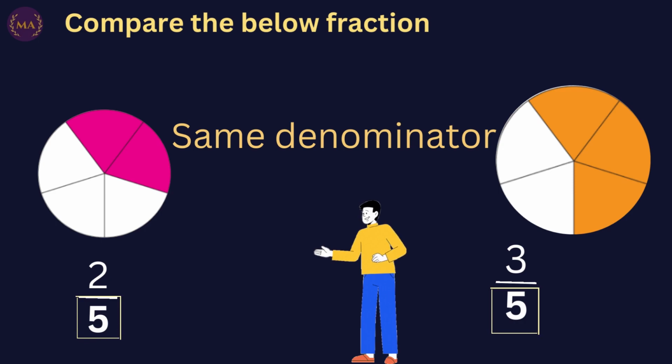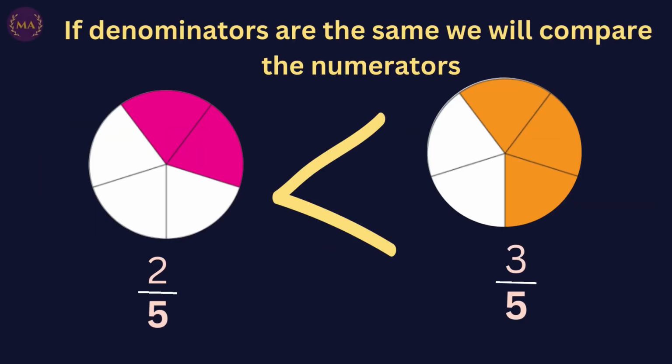Okay. So once you know that the denominators are same, we will check the numerator. In the first one, that is the pink shaded part, there are 2 parts selected. And in the second figure, there are 3 parts selected. So 2 parts selected and 3 parts selected. Which number is more? 2 or 3? 3 is the bigger number.